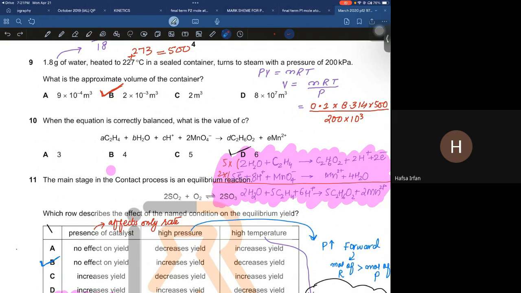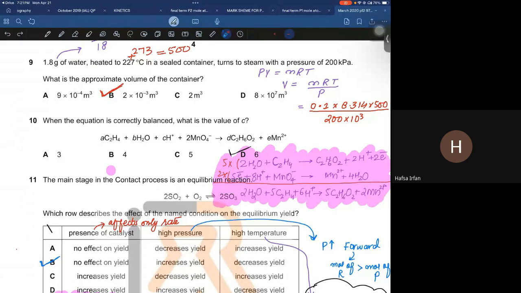Let's suppose, first of all, you have to split this equation into two parts. This into this and this into this, like I did. Then you have to balance the metals first, then balance the non-metals, then balance oxygen by H2O, then balance hydrogen by H+, then balance the charge by adding electrons. And then you have to add the two equations together.